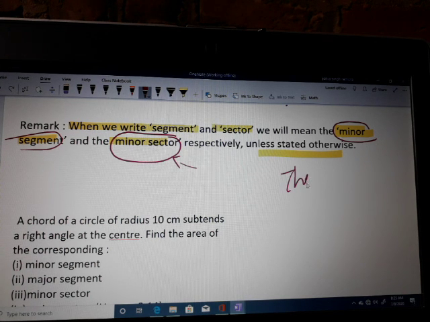This was the complete theory I explained about the topic, and the topic ends here.